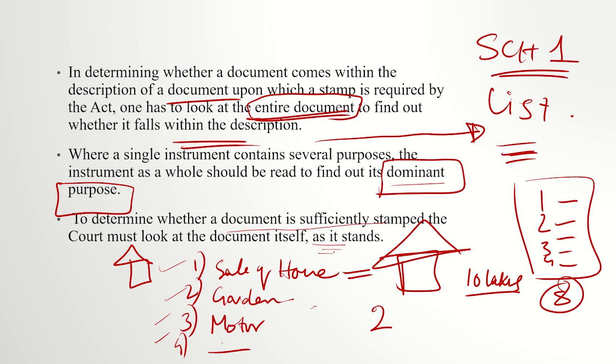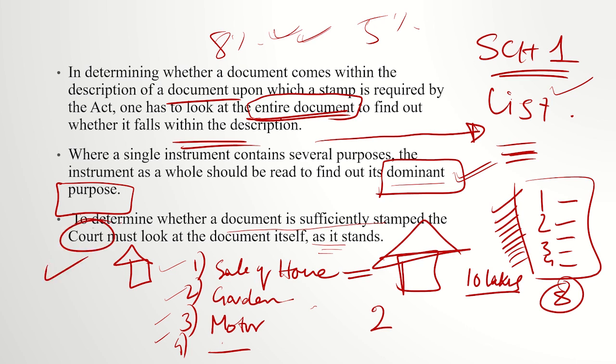At that time the entire agreement should be read by the judge and then decide what is the dominant nature, what is the instrument, is it there in the list, what is the percentage, 5%, 8%, what is the stamp duty, how much is paid, and then take a decision whether the document is sufficiently stamped or not. So that is the job of the judge in the court. That is what we have to understand.